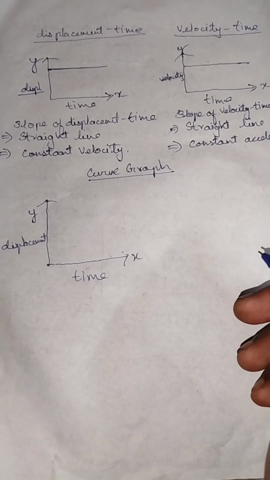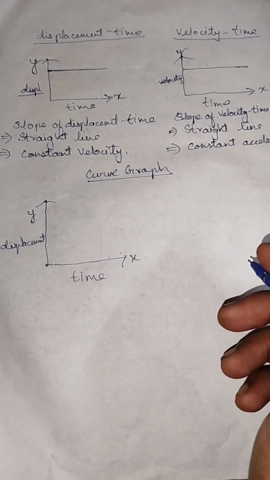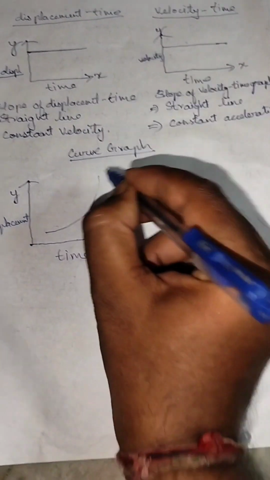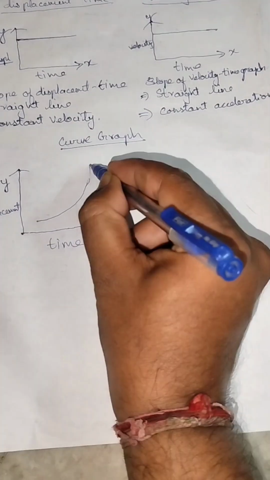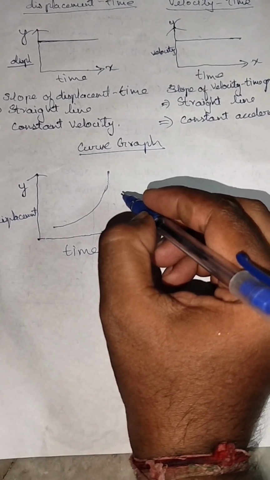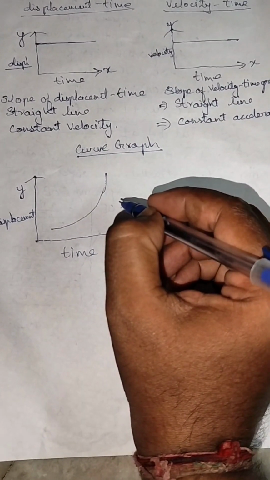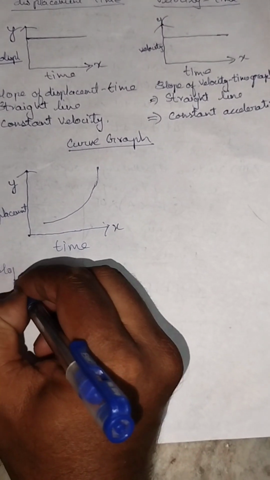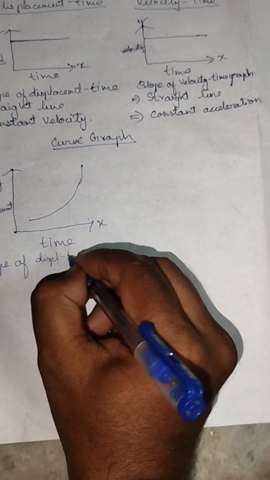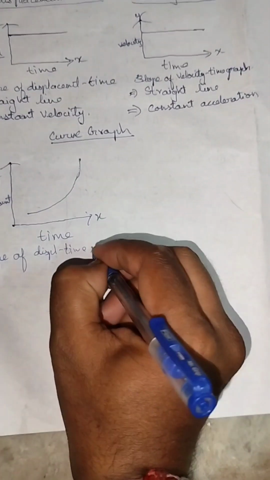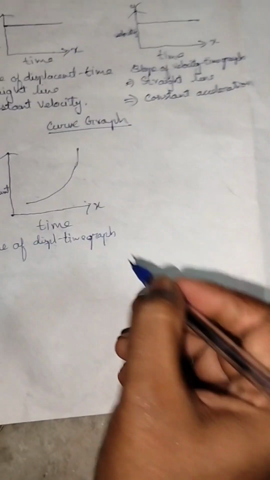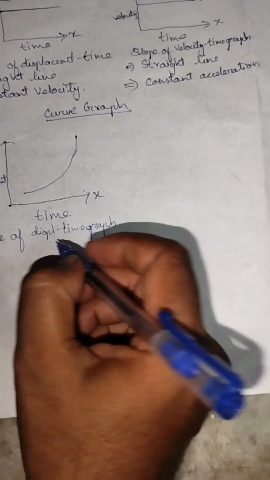So that you can understand the things properly. This is a displacement time graph, and here the slope of the graph will be a little bit upward. So this is the behavior of a displacement time graph. In this displacement time graph, the slope is a little bit upward, so we can say that the slope of the displacement time graph increases.